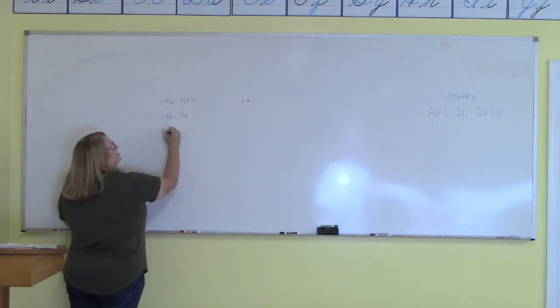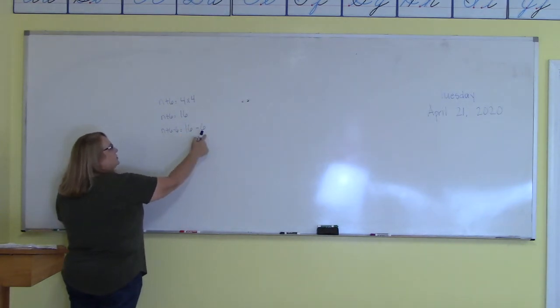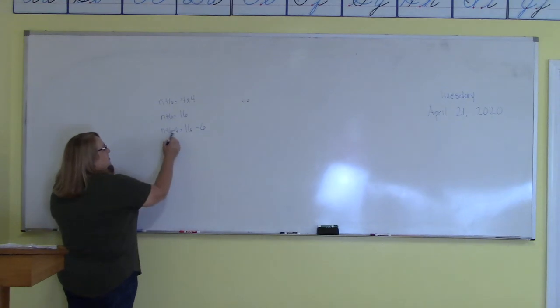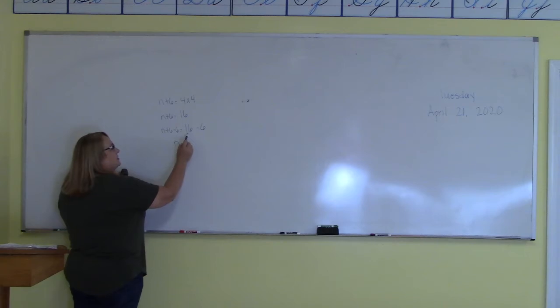So n plus 6 minus 6 equals 16 minus 6. What we do to one side, we do to the other. 6 minus 6 is 0. It leaves n by itself. 16 minus 6 is 10.